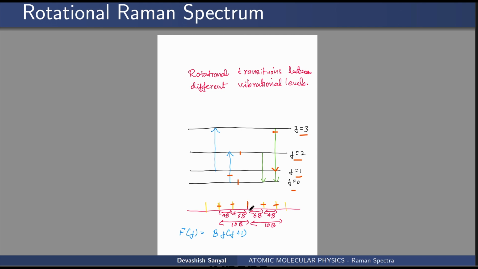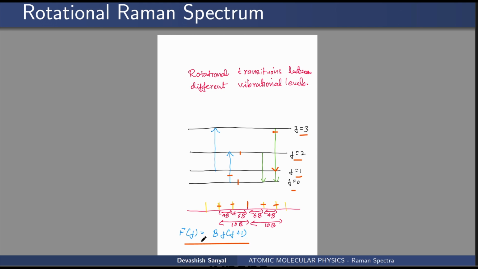So this is the central line, and the first rotational Stokes line or anti-Stokes line, the difference between these is 6B. The second Stokes line has a difference of 10B. Okay, so the difference between the first and the second anti-Stokes is 4B, and the difference between the first and the second Stokes is 4B. So this is F_J is equal to B J into J plus 1.